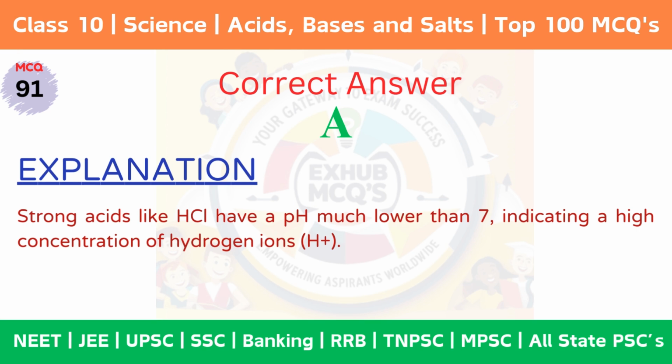Explanation. Strong acids like HCl have a pH much lower than 7, typically between 0 and 3, indicating a high concentration of hydrogen ions, H+.